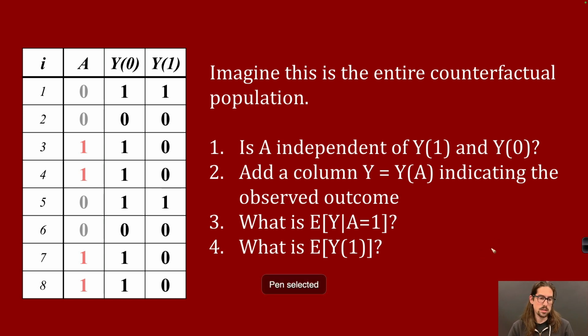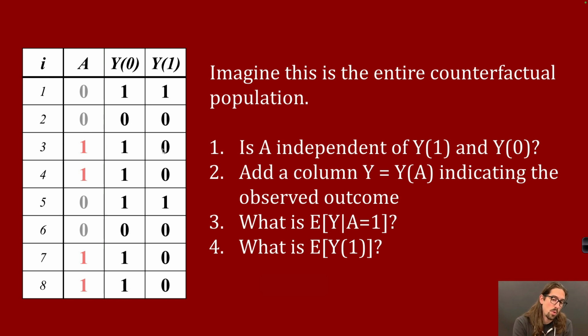Asking about independence, let's look at the distribution of Y0. Is it the same in the control group and in the treated group? In the control group we have 2 1s, and in the treated group we have 1, 2, 3, 4 1s. So they're different. By conditioning on A equals 0 versus A equals 1, we get different distributions of Y0. Therefore, A and Y0 are not independent.